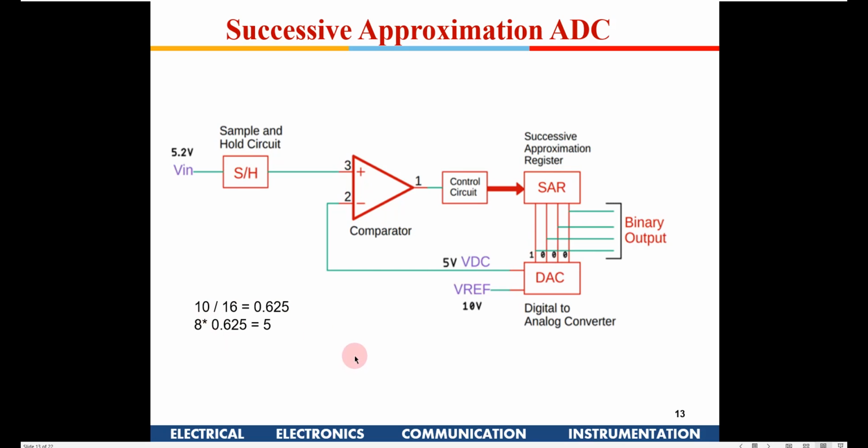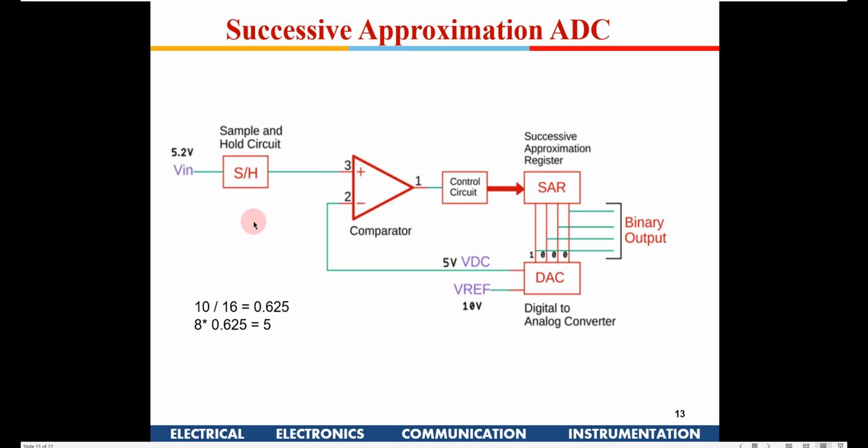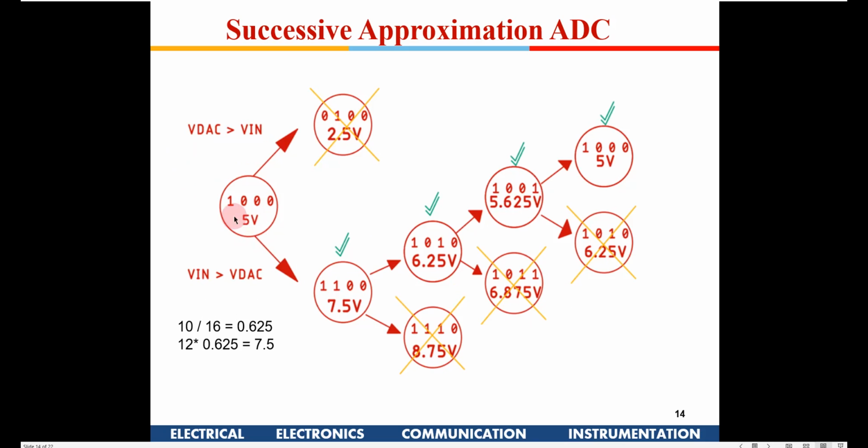If I go to the next slide, things will be very clear. Suppose it is 1000, which corresponds to 5 volts. I am comparing it with 5.2 volts here. For 5.2 volts, the input is higher, so it will go to this state: the next bit has also become 1, and this remained as 1. So 1100.